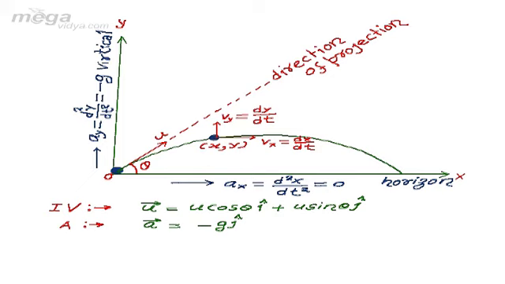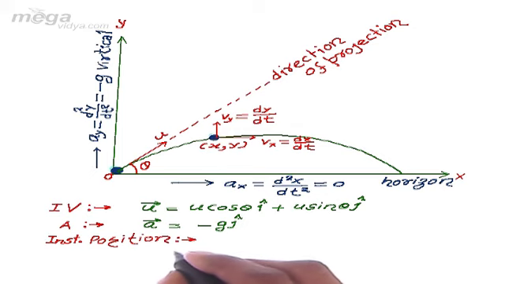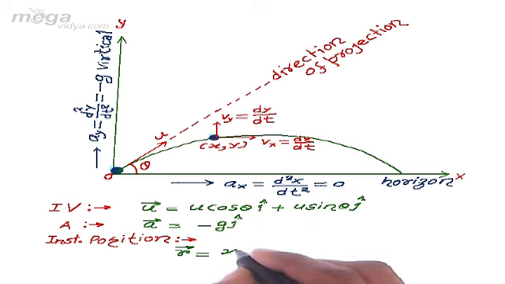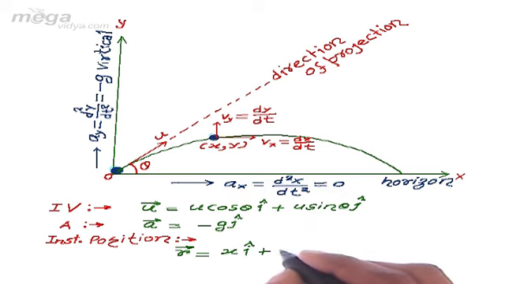If we want to write the instantaneous position of the projectile, then we can write this instantaneous position as, say, vector r, which can be expressed in its component form x i cap plus y j cap. Here x is the position coordinate of the projectile along the x direction, and y is the position coordinate along the y direction. So by knowing all these three basic requirements, we can solve any mathematical problem related to projectiles.